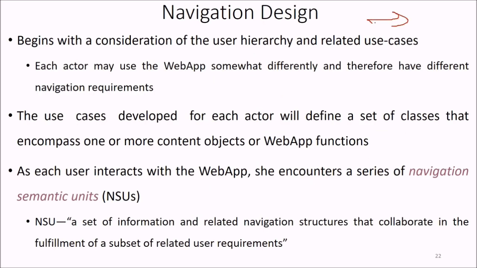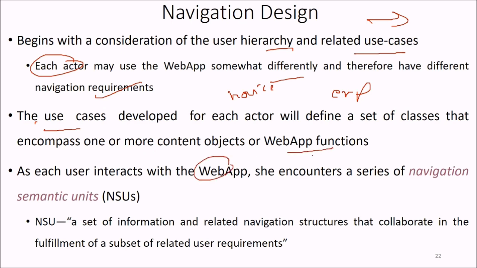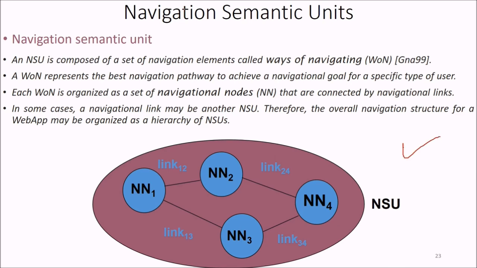So navigation is very important because in a web app navigation plays an important role. Navigation begins with the consideration of the user hierarchy and related use cases. Each actor may use the web app somewhat differently and may have different navigation requirements. The use cases developed for each of these actors may be for novice or experienced users. Each actor will define a set of classes that encompass one or more content objects or other functions. Each user interacts with the web app and encounters a series of navigation semantic units, NSU. An NSU is a set of information and related navigation structures that collaborate in the fulfillment of a subset of related user requirements.